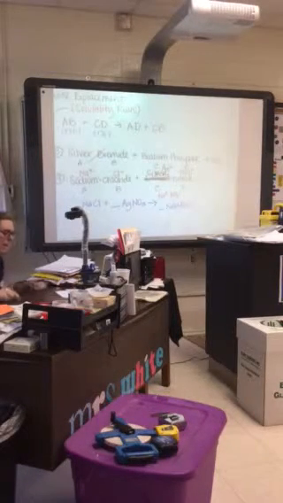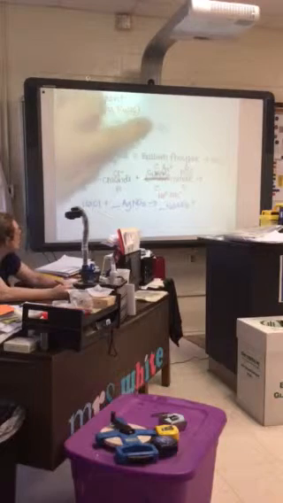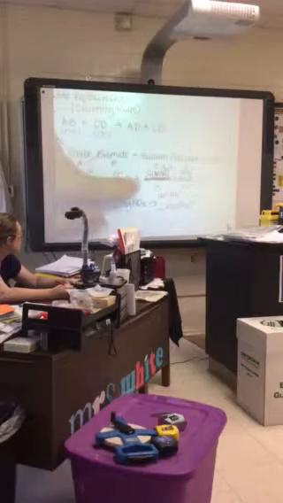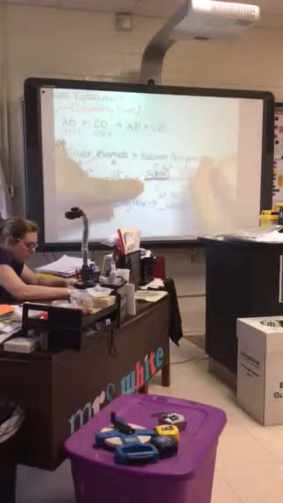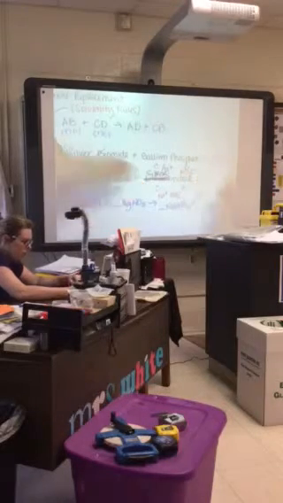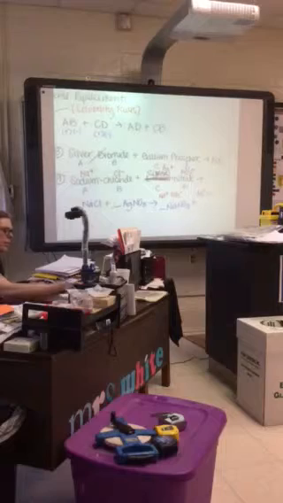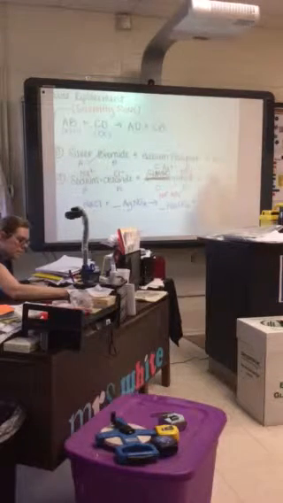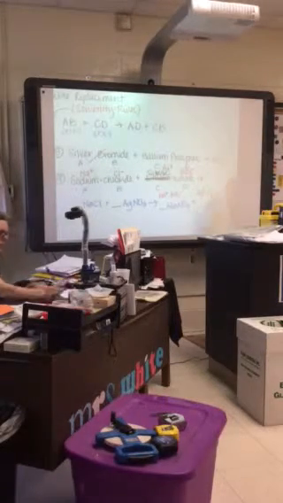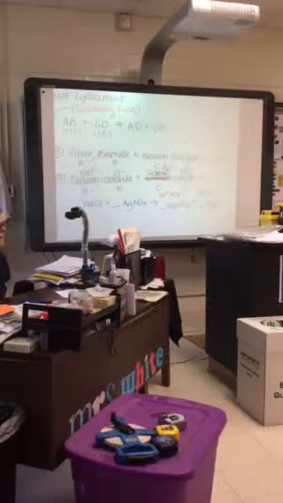NaNO3 plus CB. So C is silver, B is chloride. So how would we write it? AgCl. Good. All right, and this one happens to be balanced.